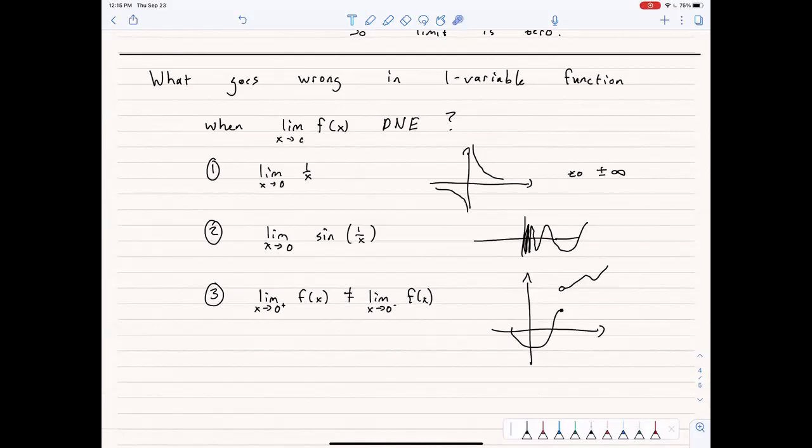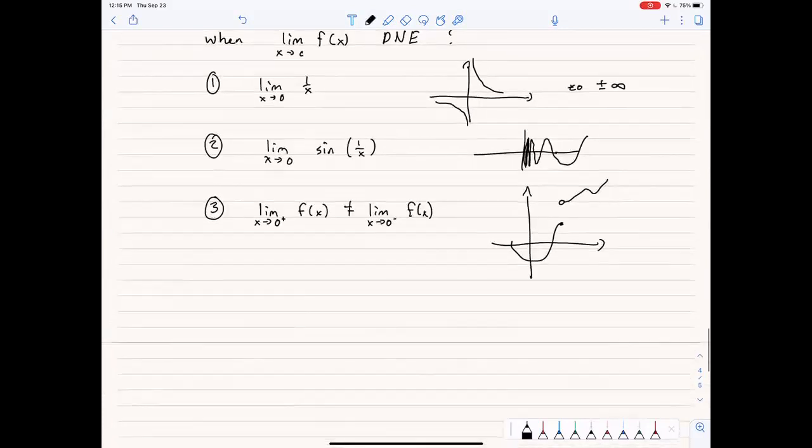Now, all of these things happen in higher dimensions. So certainly I can consider in higher dimensions something like the limit as (x, y) approaches 0 of 1 over x squared plus y squared. Sure, that will go to positive infinity as I approach the origin. I could have just replaced x here with x squared plus y squared, and I get crazy oscillation as well. But 3 is the real guy.